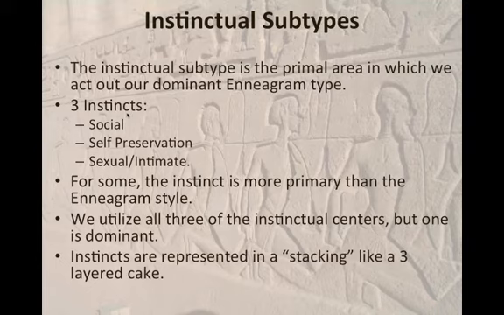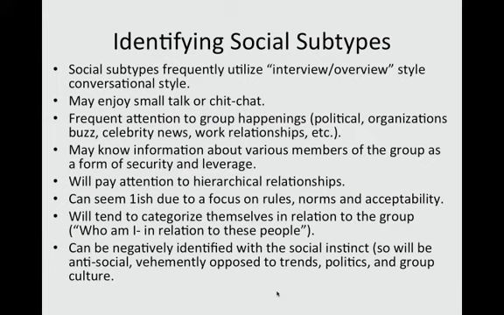And instincts are represented in a stacking, so we can refer to instincts like a three-layered cake. So you'll have your first layer, which will be your primary instinct, then your middle layer, and then your bottom layer. And they can be different sizes. You can have a really huge first instinct, and then a smaller middle instinct, and then a really big bottom instinct or a smaller instinct. But one is primary, and the rest of them will kind of trickle down.